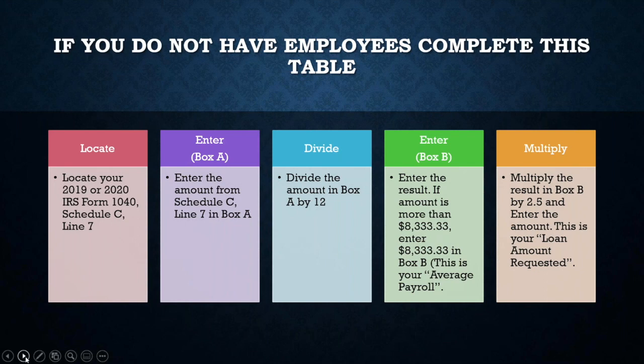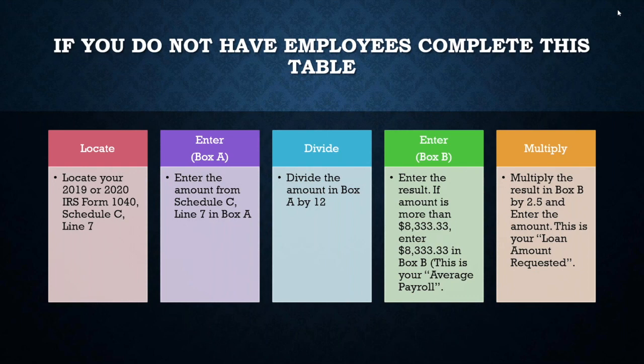Okay, and this is box A. Enter the amount from Schedule C, line 7, in box A. Now, you want to know, what should I enter in box B? So the result that you're going to enter in box B, so the next instruction is, you're going to divide the amount in box A by 12. And in box B, you're going to enter the result.